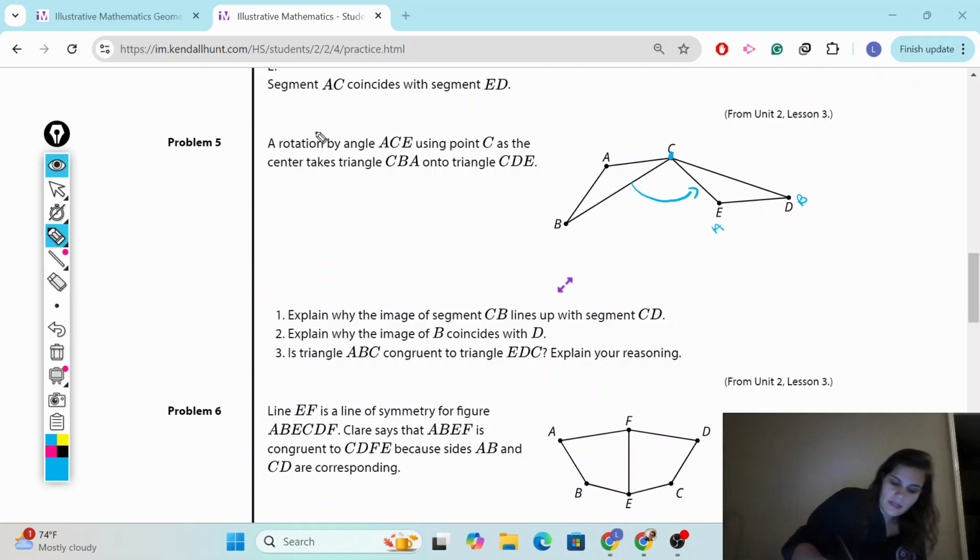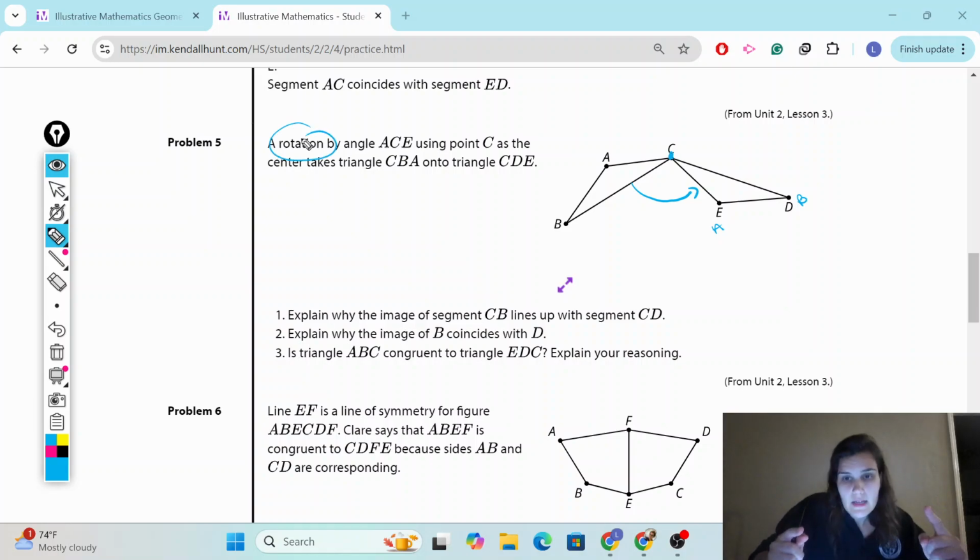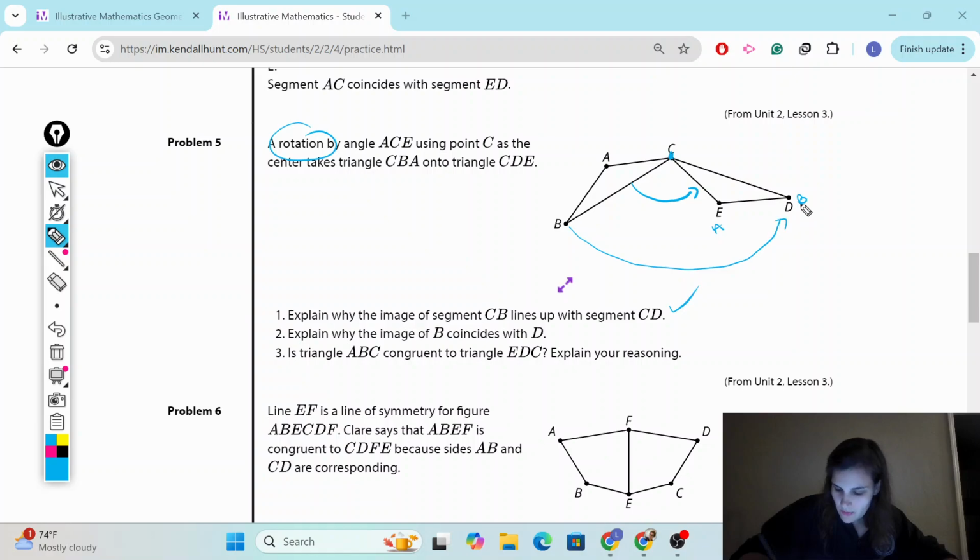Well, because it is a rotation, the side lengths stay the same, and the one triangle lined up and went smack on top of the other triangle, so they are going to be exactly the same, lined up perfectly, and the same length. Explain why the image of B coincides with D. Well, B rotates all the way by the same measure to line up with D, or the geometric term we're going to be using is it corresponds. So B corresponds with D because the rotation brought the B smack on top of D.